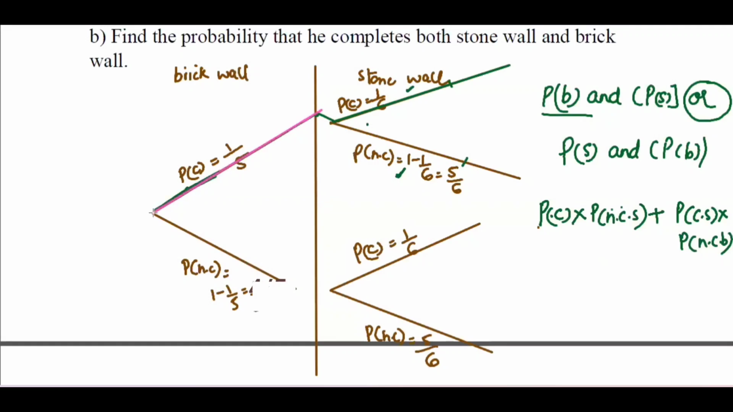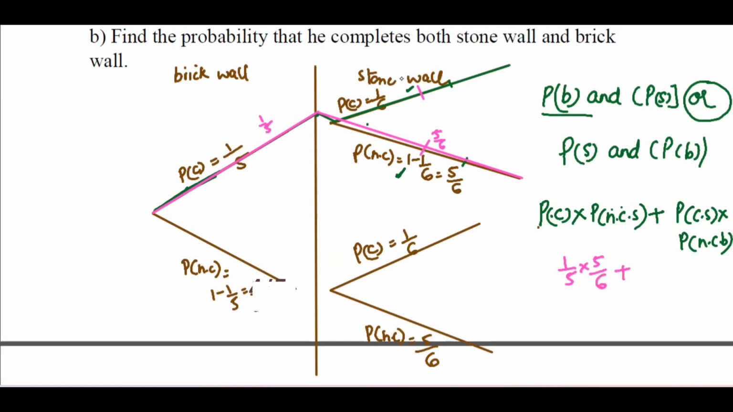This one I'm representing with a pin. Now I have to branch this one and this one, but I have to select where he's not completing the stone wall, which is this one. So probabilities are 1 over 5 here and 5 over 6 here. So 1 over 5 times 5 over 6 plus.